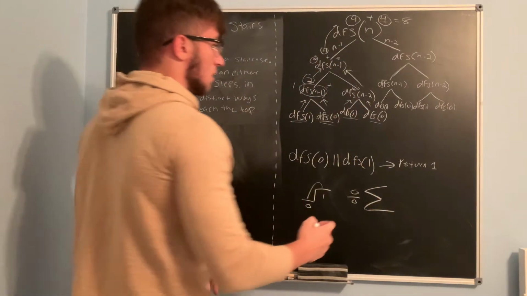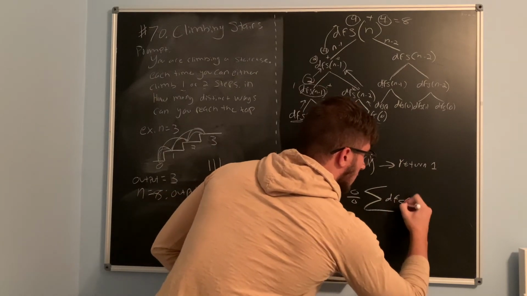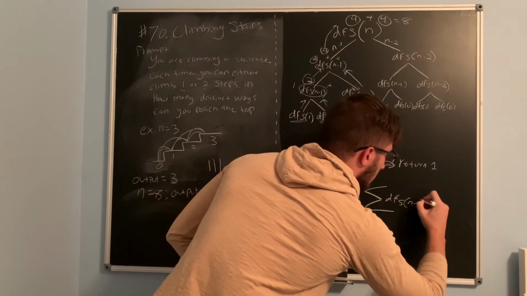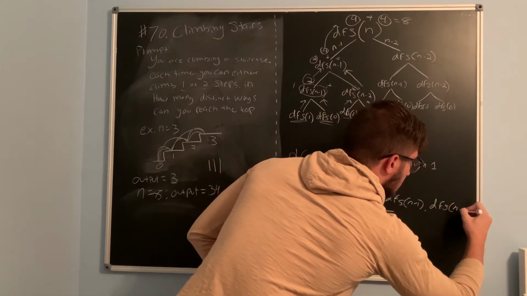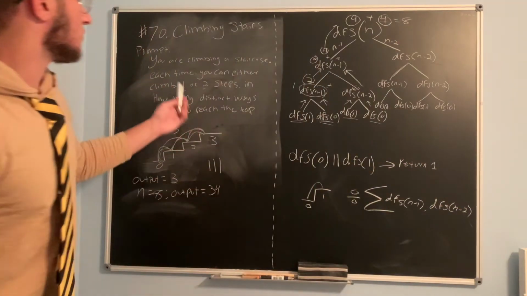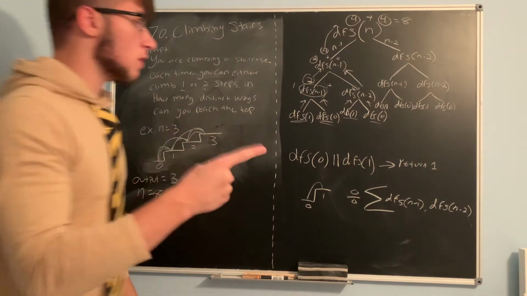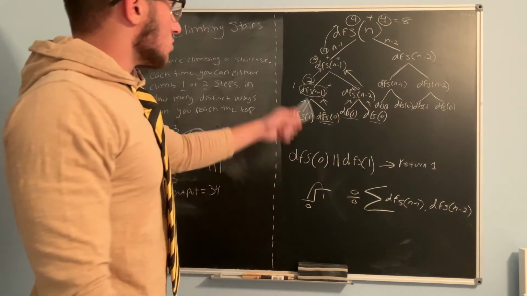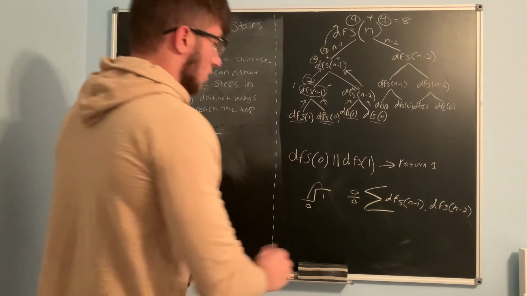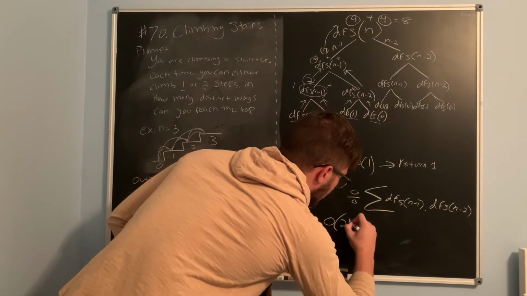It's going to be the sum of DFS at n minus 1 and DFS at n minus 2, because we only have 2 different options given to us. We can either move 1 or 2 steps, right? So this solution right here would have a time complexity of O of 2 to the nth power.